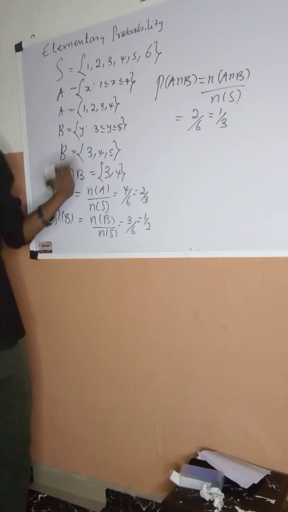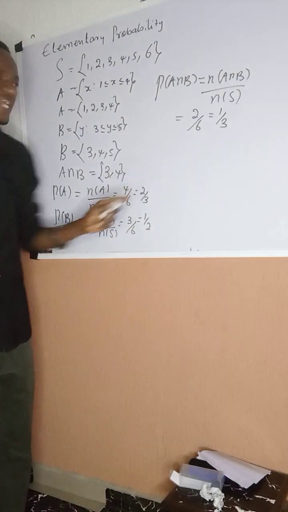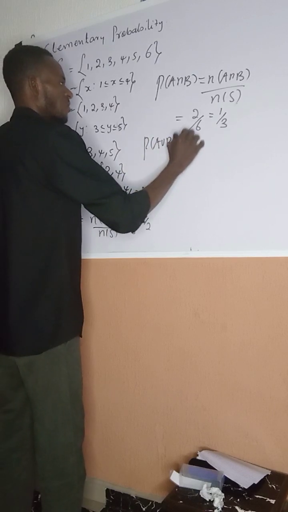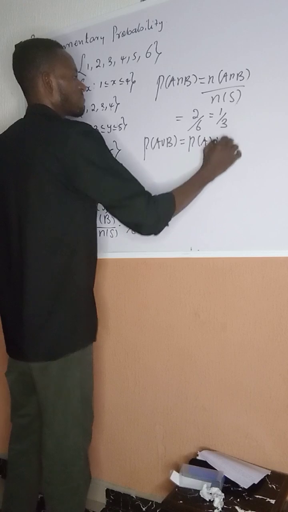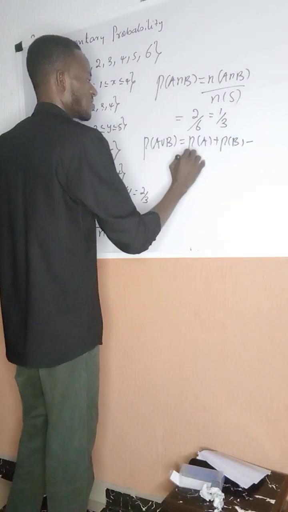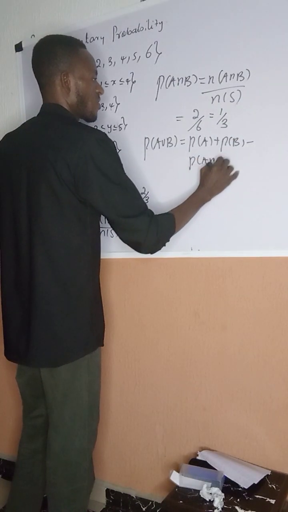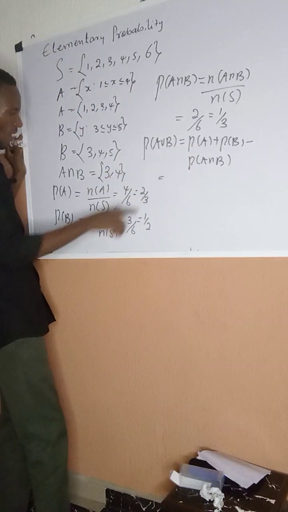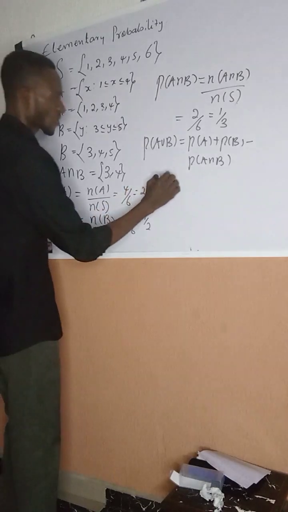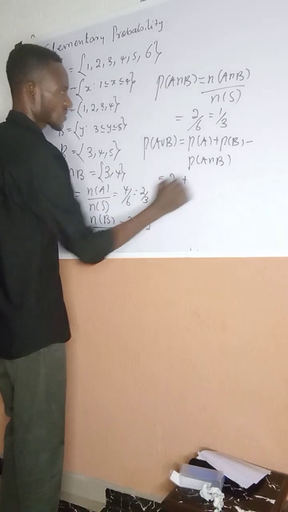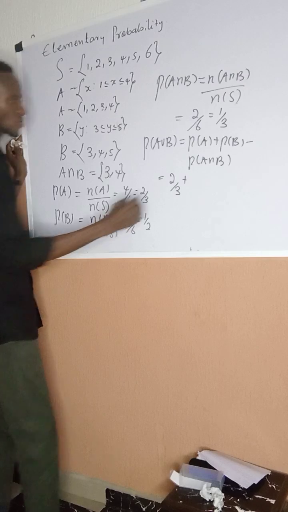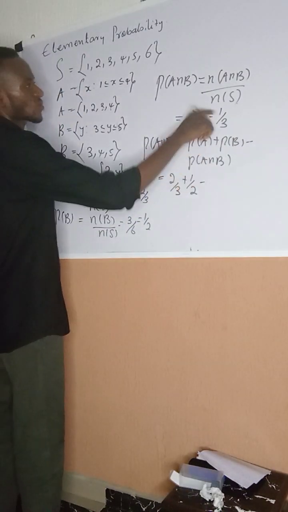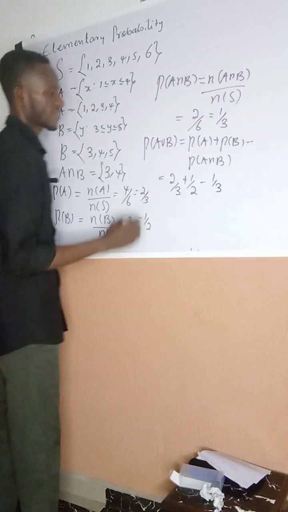So finding the probability of event A or B occurring becomes P of A union B equals P of A plus P of B minus P of A intersection B. So this equals P of A, which is 2 over 3, plus P of B, which is 1 over 2, minus P of A intersection B, which is 1 over 3.